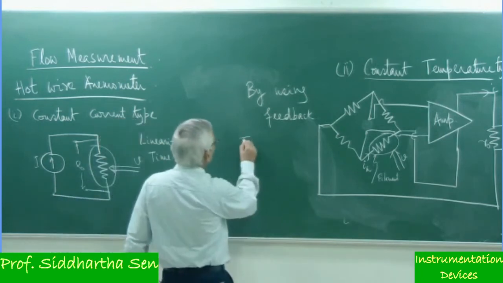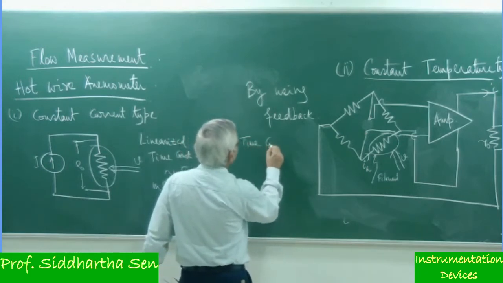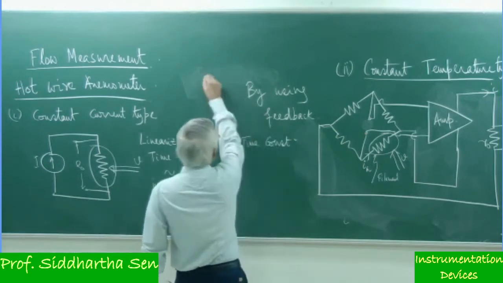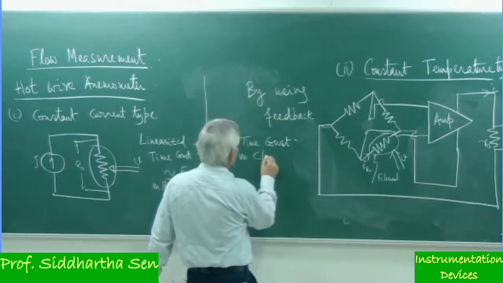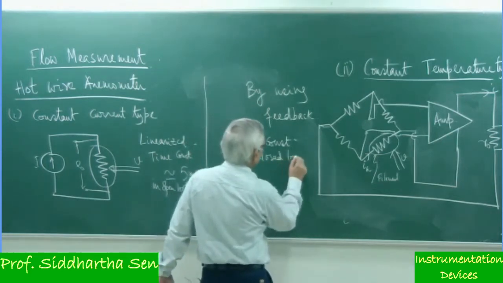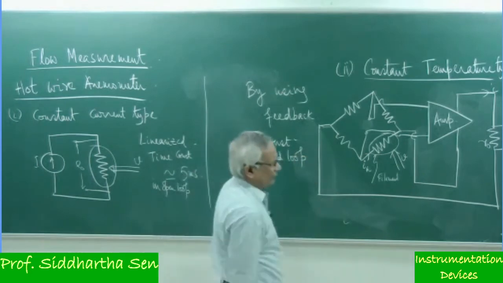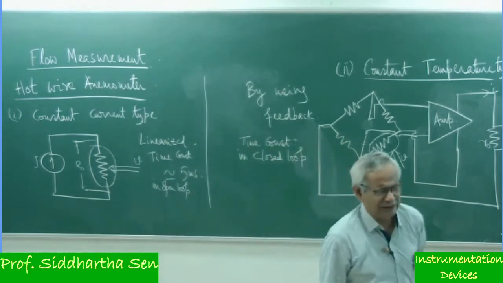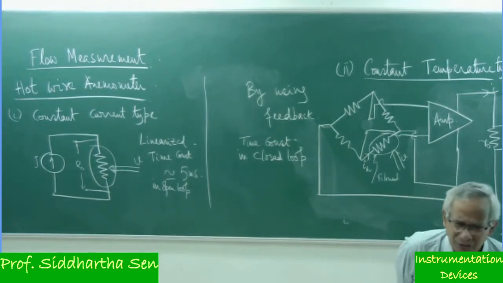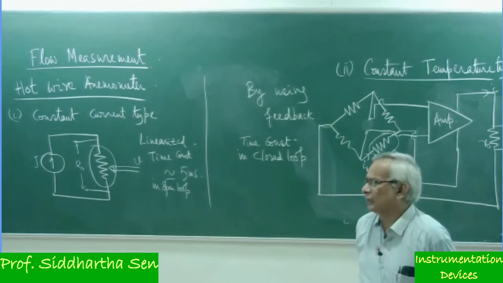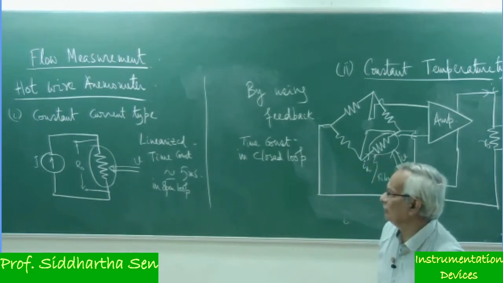And the time constant in this case, for this constant temperature type, in closed loop, what is expected? Will the time constant increase or decrease? What is expected? The time constant, should it increase or decrease?